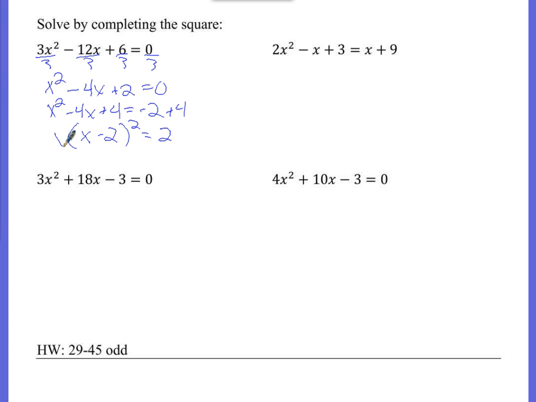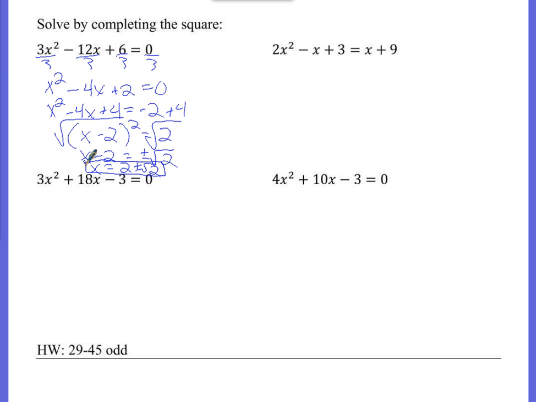Now what? Square root both sides. And we get plus or minus the square root of 2. I can't simplify the square root of 2, so it stays the square root of 2. We're not done. We've got to solve for x. X has to be by itself. So we're going to add 2 to both sides. X equals 2 plus or minus the square root of 2. And that's the answer. We can't do anything further than that.